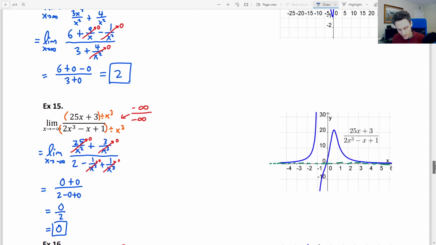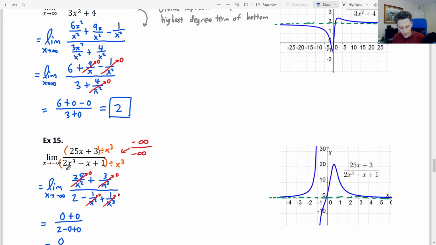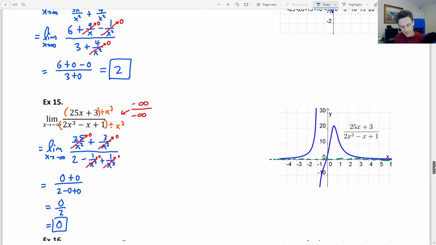In the other examples, the bottom became 2, and all these other things that had smaller degrees, those all went to 0. Notice for the example before that, example 14, the bottom became the coefficient of the leading term there, which was 3. It became a 3 because all those other little fractions went to 0. And that's nice for our analysis.